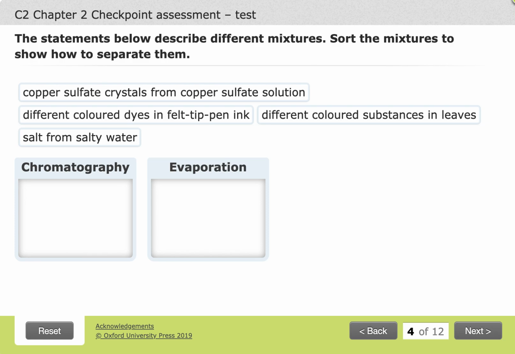Our C2 Chapter 2 checkpoint assessment. We're now looking at slides 4, 5 and 6. First one, we're comparing chromatography and evaporation. We're trying to work out which one is appropriate for which situations.